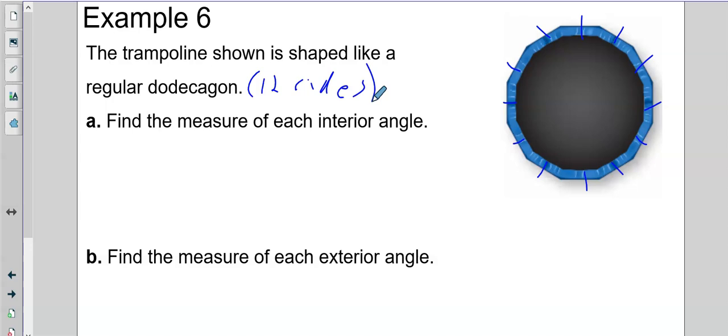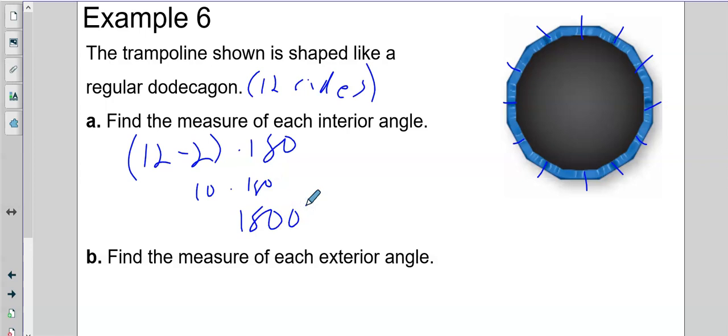Find the measure of each interior angle. So 12 minus 2 times 180. Same formula we've been doing. This one you don't even need a calculator for, because this is going to be 10 times 180, just tack on a 0: 1800 degrees. That's what all the interior angles add up to.